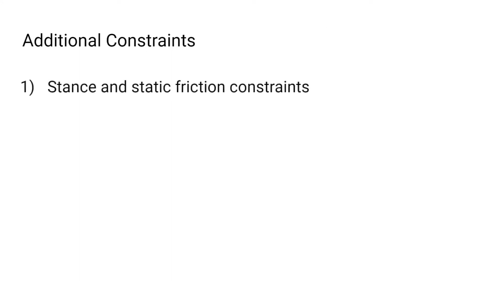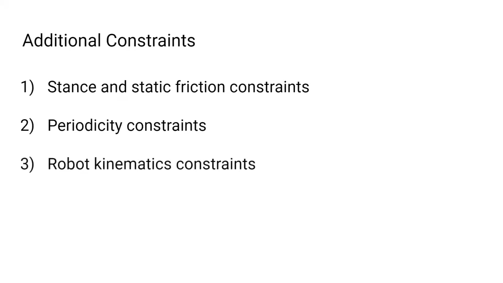Additionally, we also add the following constraints. First, when the mode sequence says a leg is in stance, it has to touch the ground and thus is able to leverage static friction to generate forces on the body. Secondly, the robot must stop and start in the same state, minus the x value, so we can loop the generated angles to have the robot walk even further. Third, robot kinematics must be obeyed.